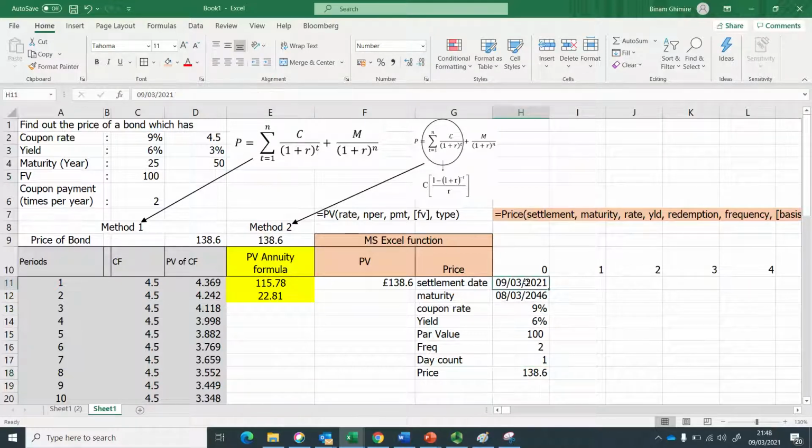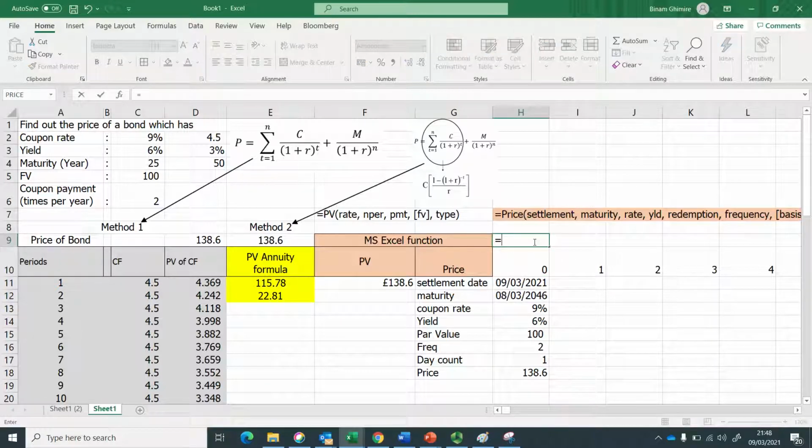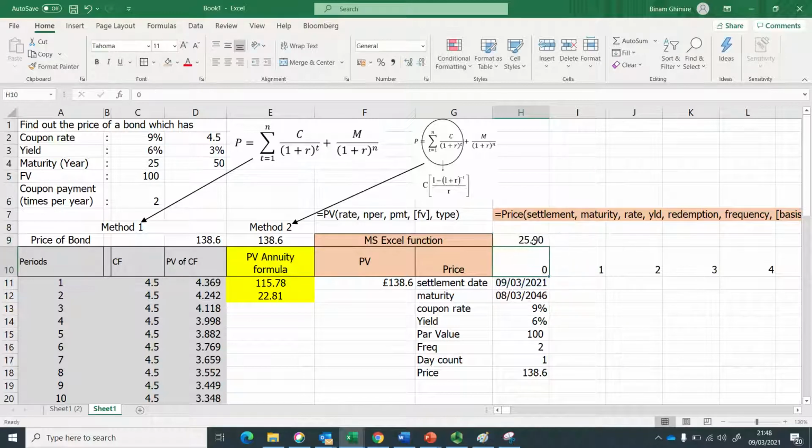Now, here, remember the way I organize the date. I have required the Excel to report me 25 years. If you want to verify this, you can simply say year frac, and then it will give you 25 years. Okay, 25. So the difference between 2046 and 2021 is actually 25 years. So that's how you have been able to make use of the MS Excel function price in order to obtain the price of the bond.